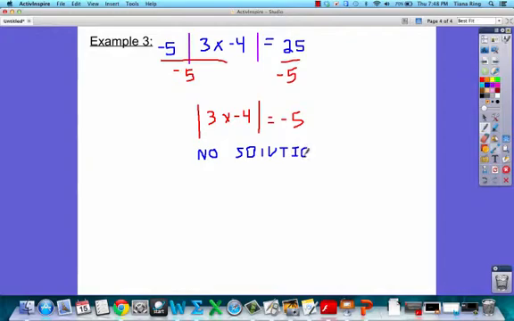Okay, so again, if you get the absolute value of something equals a negative number, that is impossible. Okay, again, whatever you plug in here, after you multiply and subtract, you will have to take the absolute value, and the absolute value makes everything positive. So there's no way to get the negative 5. Therefore, there is no solution.